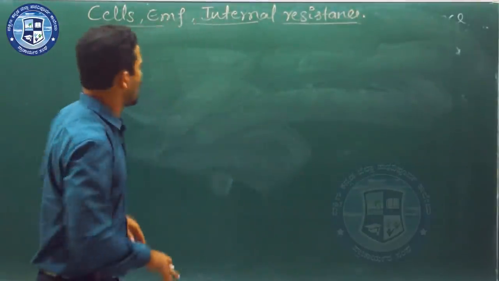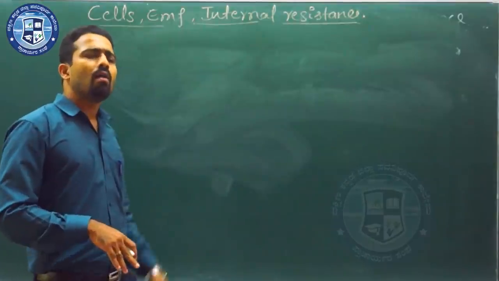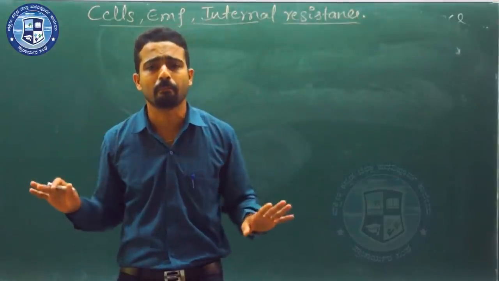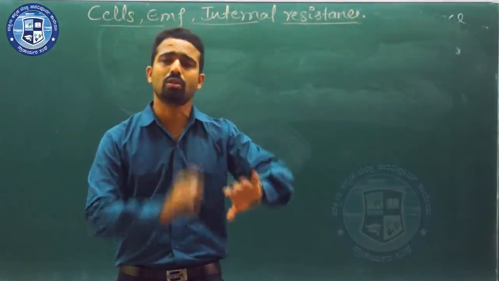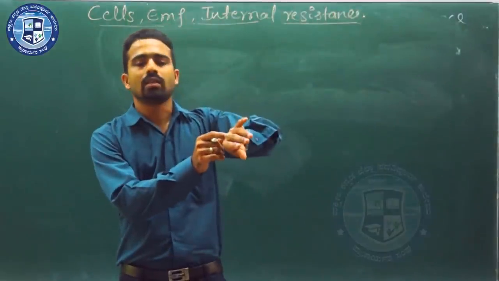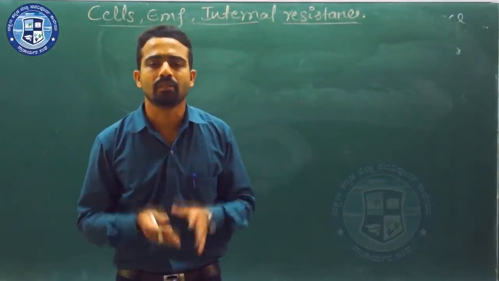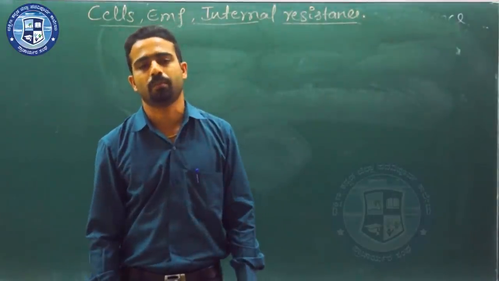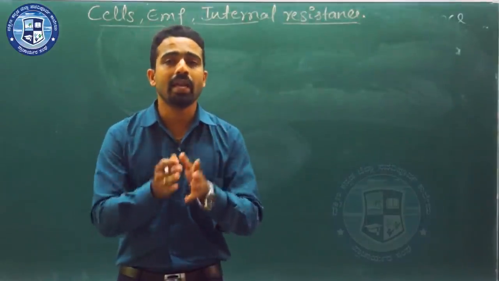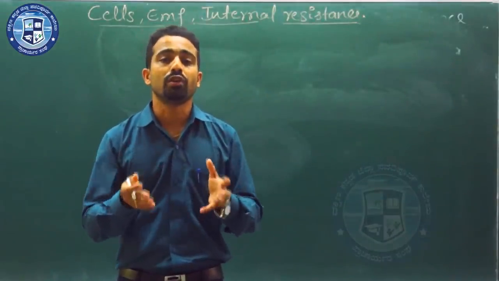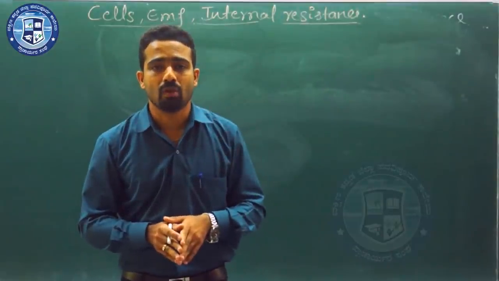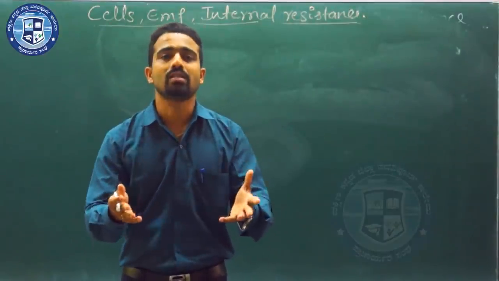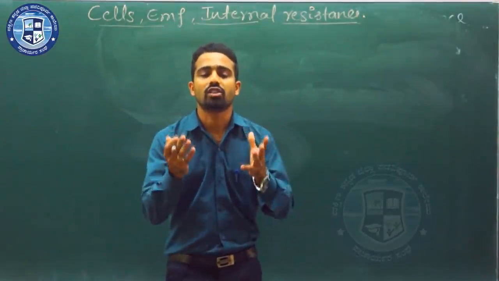Now let us come to the concept of cells. Let us think, what is the function of a cell? Why do we have to use a cell in our daily life? I gave the example of a wristwatch in the beginning itself. This wristwatch runs on a cell. That means the cell provides some energy to run this wristwatch. So what we can define is, a cell is a device which provides electrical energy. Or in other words, a cell is a device used to maintain a steady current in an external circuit.